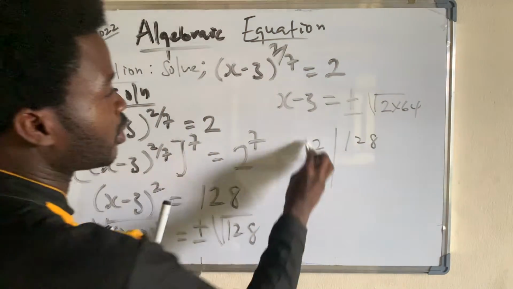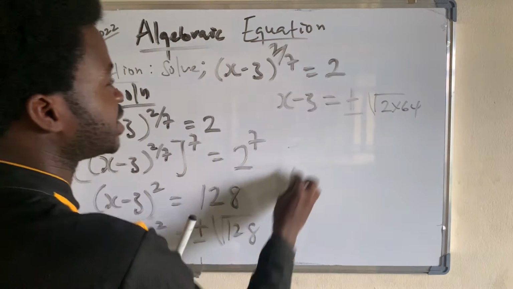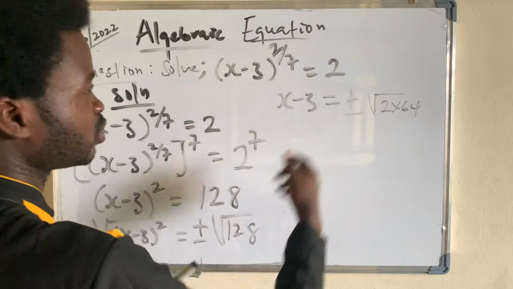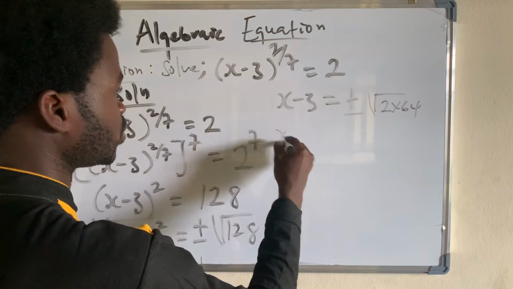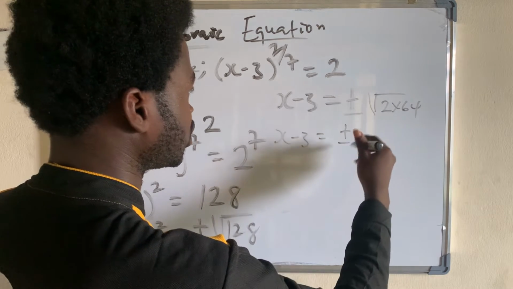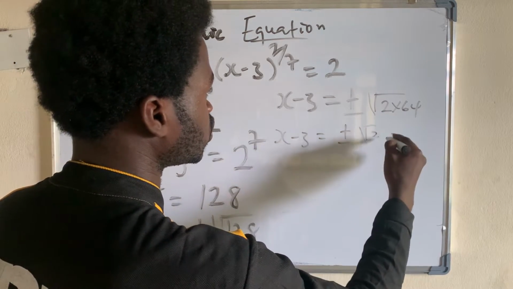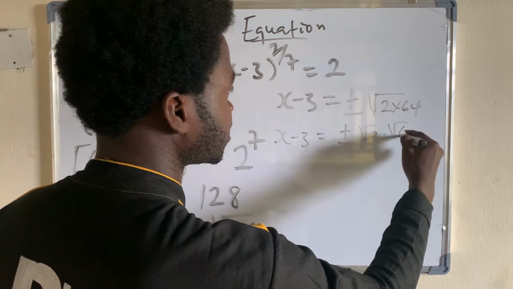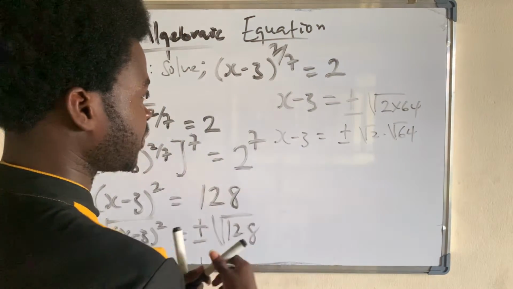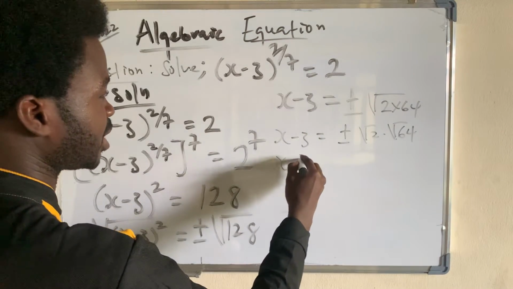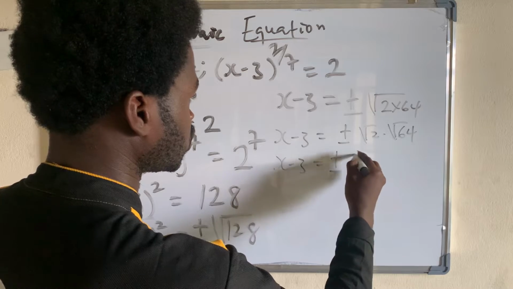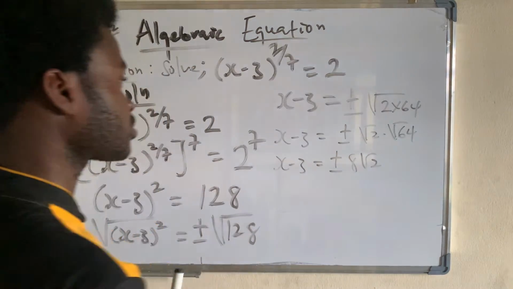Okay, so from here we know that I can split that. The law of square roots allows us to split that. That is, in short form, I can write this as square root of 2 multiplied by square root of 64. And from there, we know that square root of 64 is 8. So that we have x minus 3 is equal to plus or minus 8 root 2. 8 root 2. Very good.